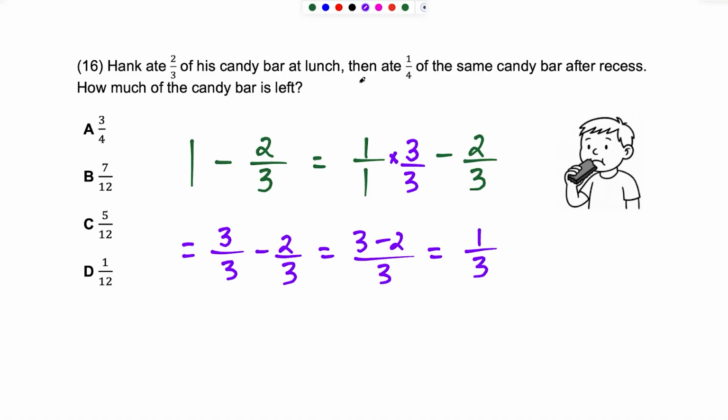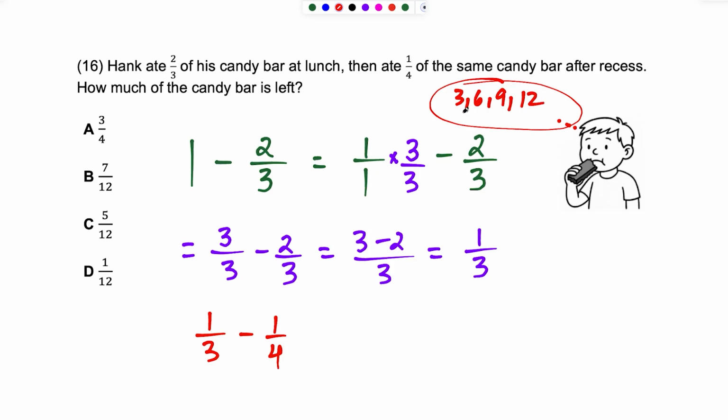But then in the next part of the question, they tell us that Hank ate 1/4 of the same candy bar after recess. So from here, what we're going to do is we're going to take 1/3 and we're going to subtract 1/4. So here, the thought process is least common multiple. So if we start counting by 3s, we get 3, 6, 9, 12. If we start counting by 4s, we get 4, 8, 12. The least common multiple of 3 and 4 is 12. So that's the denominator I want. So I'm going to go times 4/4. And for this one, I'm going to do times 3/3.